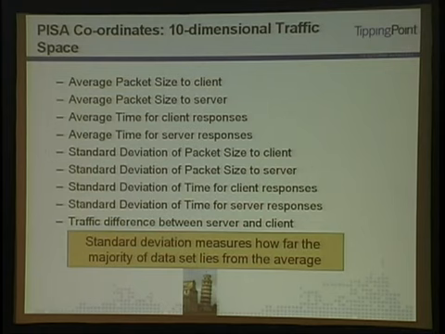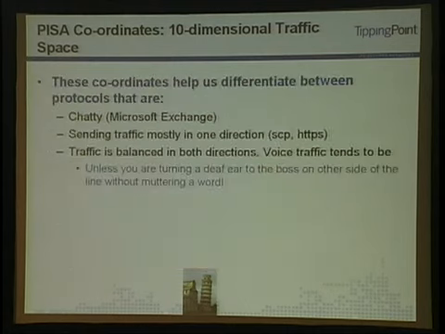We've got the average packet size to the client, average packet size to the server, the average inter-packet delay, you know, how long between subsequent packets, and then the standard deviation of those statistics. And then we also have the traffic difference between the server and client. So you can see how balanced the communication is, who's talking more, who's talking less, that sort of thing.